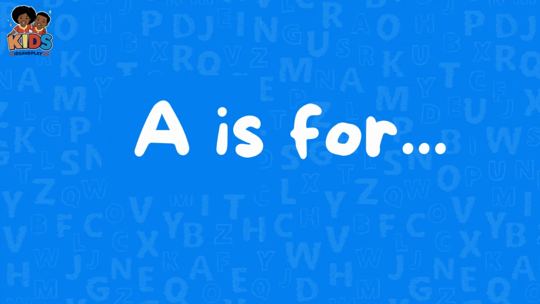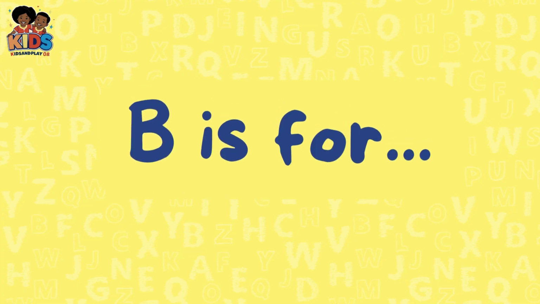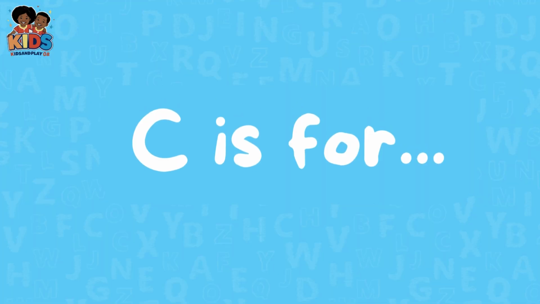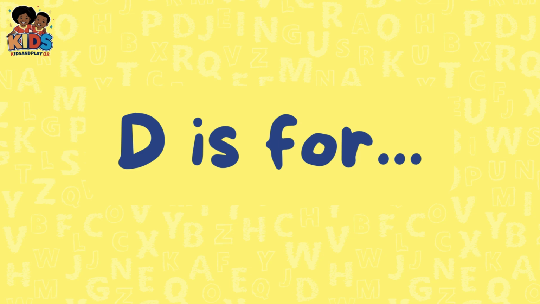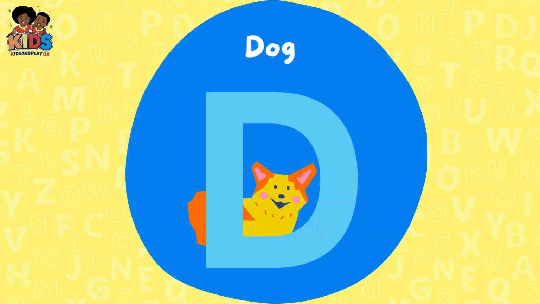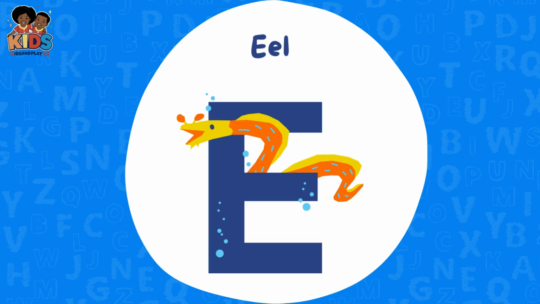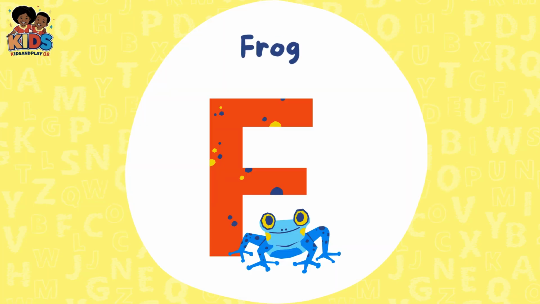A is for alpaca. B is for bats. C is for cat. D is for dog. E is for eel. F is for frog.